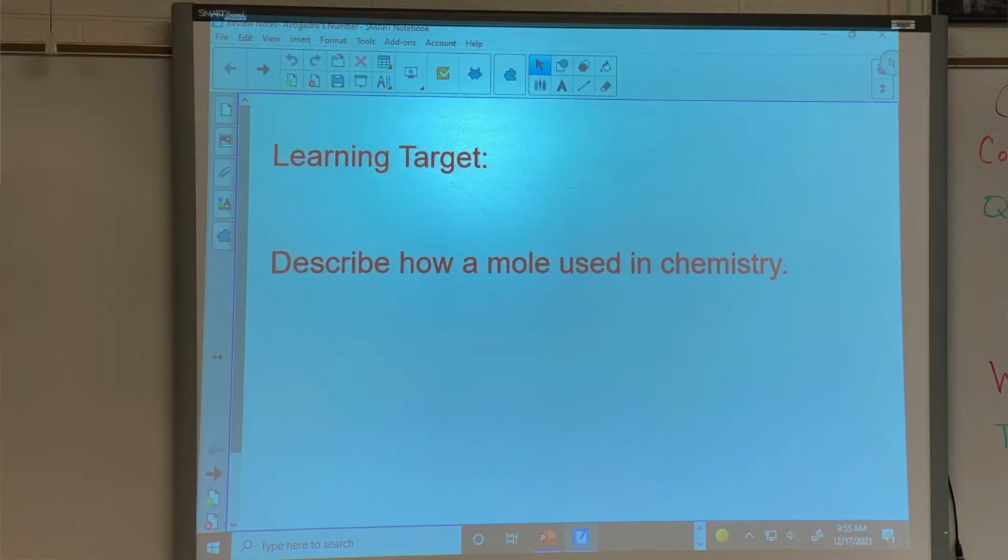a challenge for me, because we might have the same learning target for 5 days. We could have it for 2 weeks. You know, for instance, we're talking about the mole right now. So our learning target is to describe how the mole is used in chemistry. Now, we can go and do that, but we repeat that for 2 weeks.